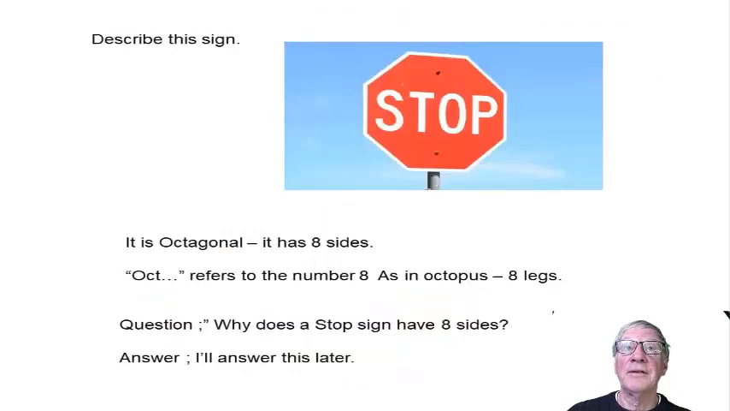Now, talk about outside. Tell me about this sign. Describe this sign. Well, it is octagonal. It has 8 sides. And it says stop. It's a stop sign. That oct refers to the number 8, as in octopus with 8 legs. Now, a question. Why does a stop sign have 8 sides? And I'll answer this later.